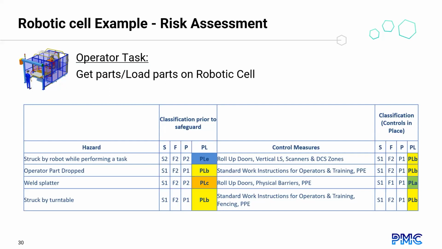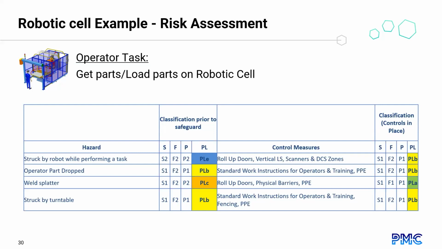So what can we do here to improve the level of performance and the operator safety? What kind of control measures should we implement here to guarantee a safe environment for this worker? We can implement roll-up doors. We can implement some physical barriers. The operator must use personal protective equipment, for example. So, putting these control measures in place, we reach a new performance level.